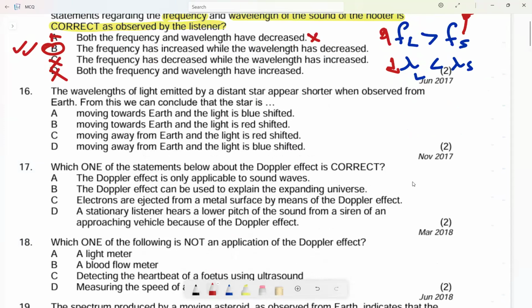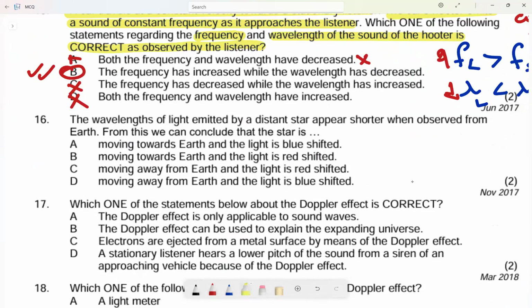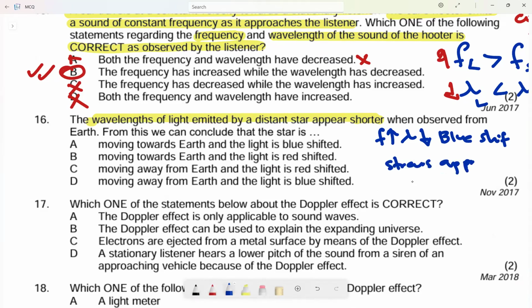Let me try to zoom that out for us. The wavelength of light emitted by a distant star appears shorter. Remember, if the wavelength is appearing shorter, it means the frequency is higher when the lambda is shorter. What do we call this? Blue shift, or the stars are approaching. These are the things that we can conclude.